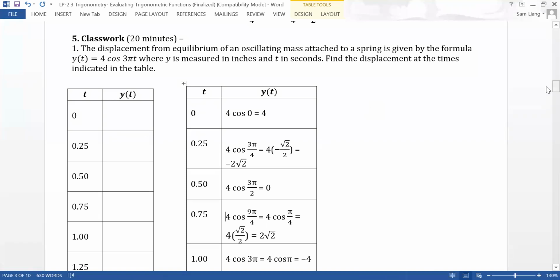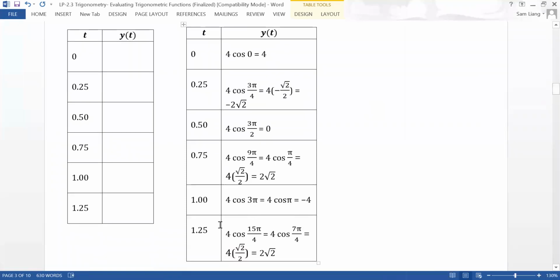All right, next we have 4 cosine of 3 pi times 1. All right, 3 pi, just take out 2 pi, right? So 2 pi is a full rotation, right? And then we're going to travel another pi, so we're going to end up at pi. Okay, so cosine pi is -1, and then this will be 4 times -1, which is -4. That'll be your answer there.